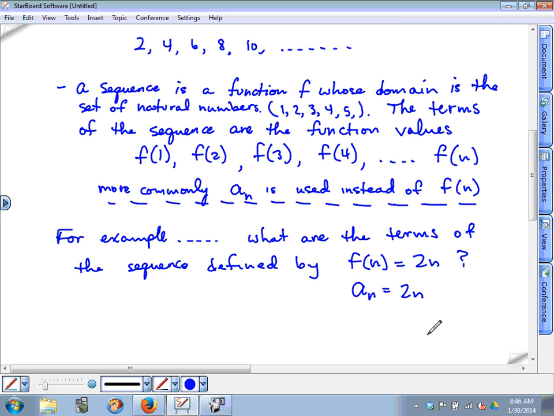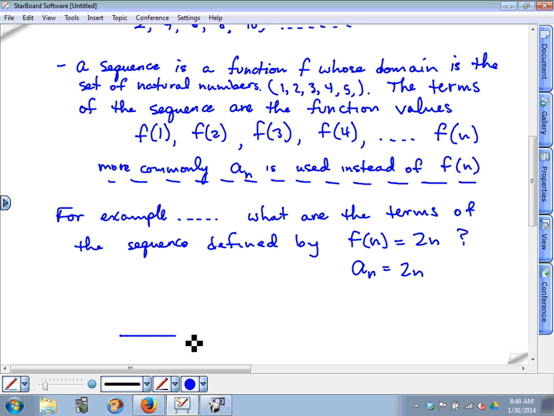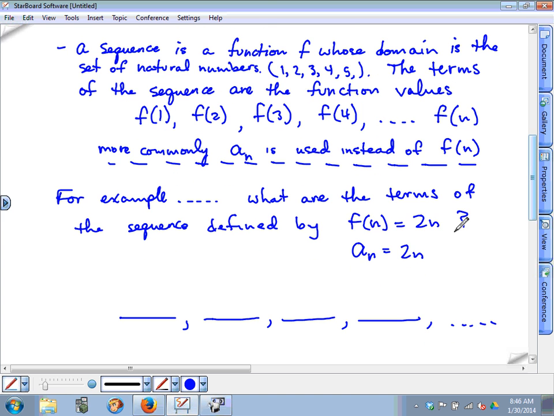So what are the terms of the sequence? First of all, what are the n values? The natural numbers. What's the first natural number? 1. So I want you to write some blank spots here. Comma, and then a blank spot, then a comma, then a blank spot, then a comma. These blank spots represent the terms of the sequence. Yes? Okay. For the first term of the sequence, what's the n value going to be there? N equals 1, right? Now, if n equals 1 and you plug it into the formula, what is the actual first term of the sequence? 2.